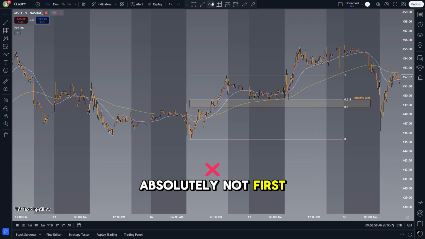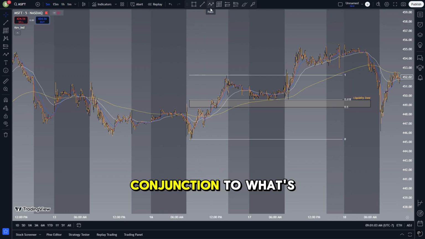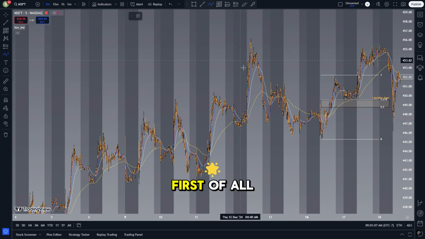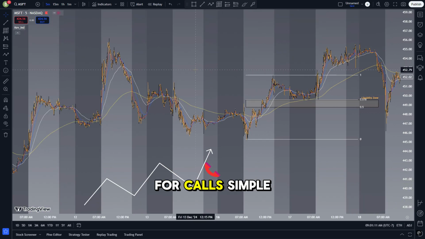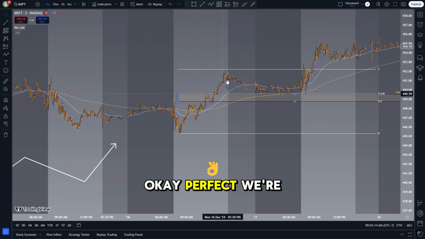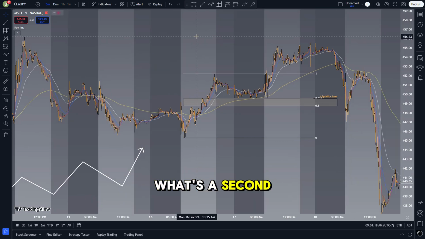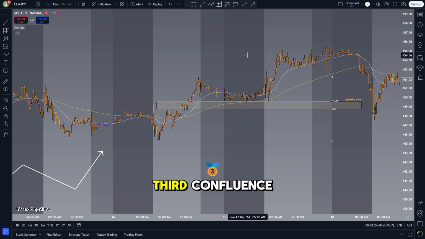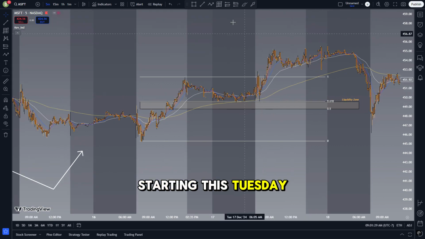Absolutely not. First of all, you have to make sure this equilibrium is an actual conjunction to what's happening. So what's overall happening? First of all, we're on an uptrend, so we should only be looking for calls. Simple as that. Okay, perfect, we're seeing a nice call setup. What's a second confluence we have? We have overall EMAs right here. Perfect. What is a third confluence we might be able to acquire starting this Tuesday?